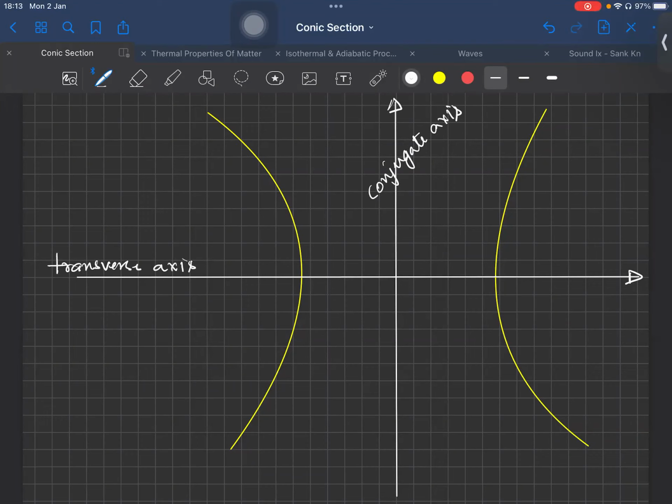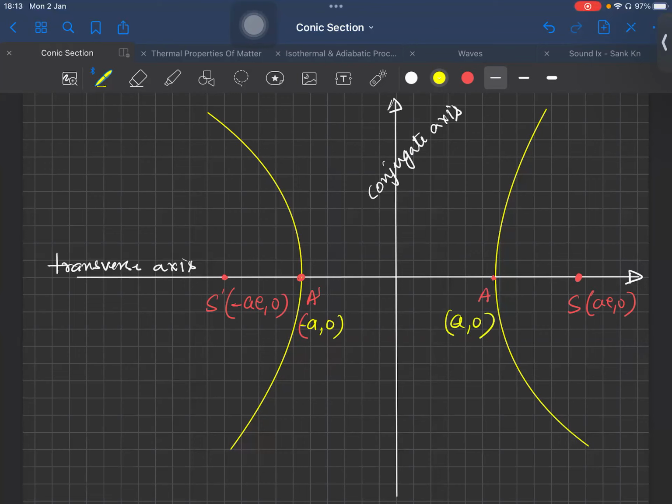Okay, where is the focus? So this is S, this is S dash. S is AE comma 0, S dash is minus AE comma 0. Vertex, this. So A dash is what? A dash is minus A comma 0. A is A comma 0.